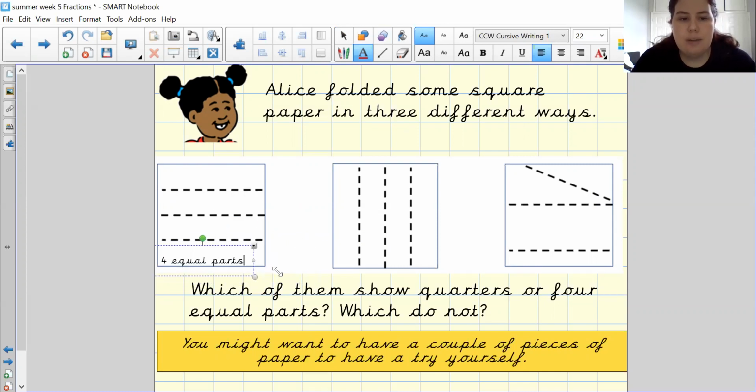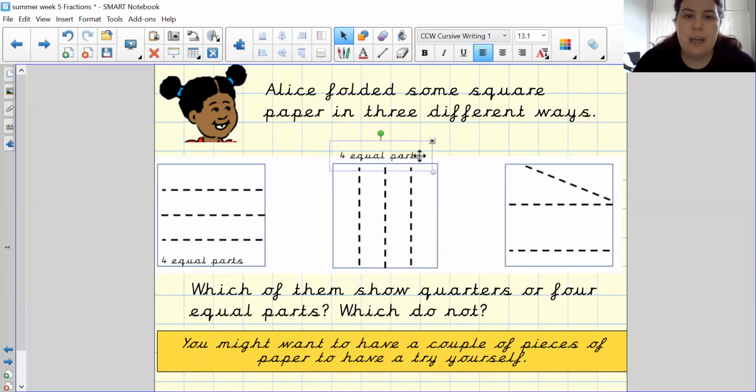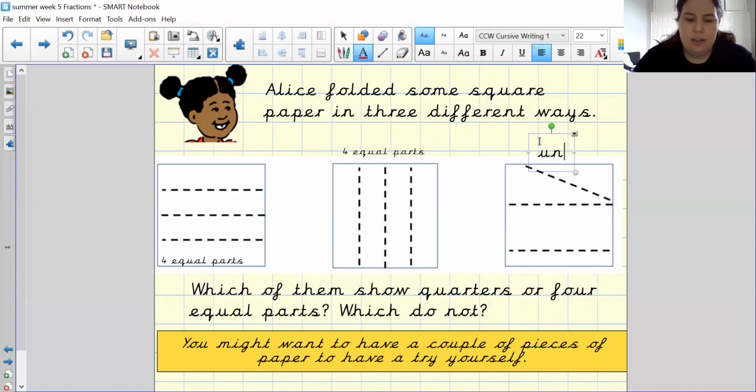And let's look at the second one. 1, 2, 3, 4. Do they all look the same size? Yes, they do. So again, we have 4 equal parts. And let's look at the last one that she made. 1, 2, 3, 4. It has 4 parts, but is each part equal? No, they are unequal parts. So this is not quarters because they are unequal.